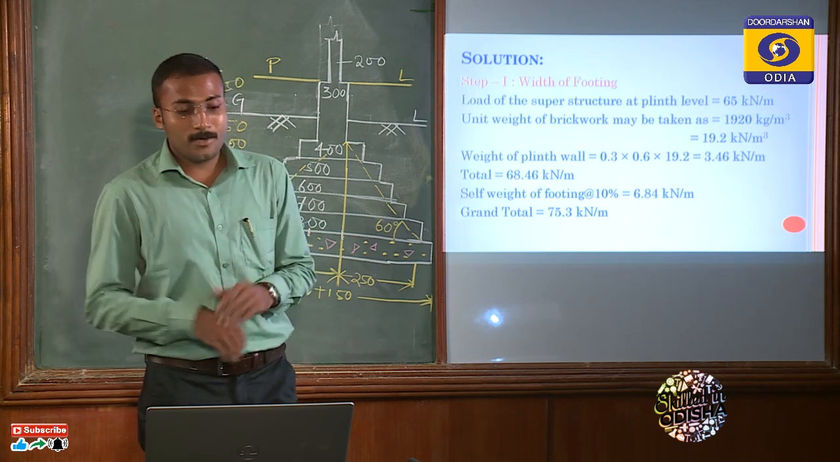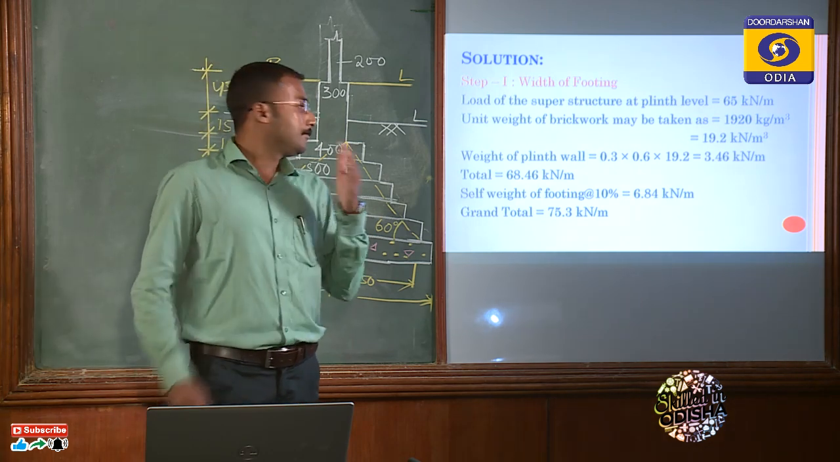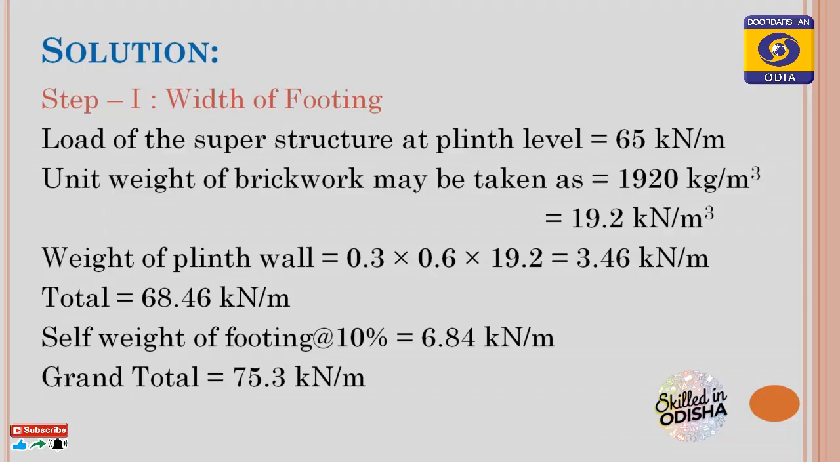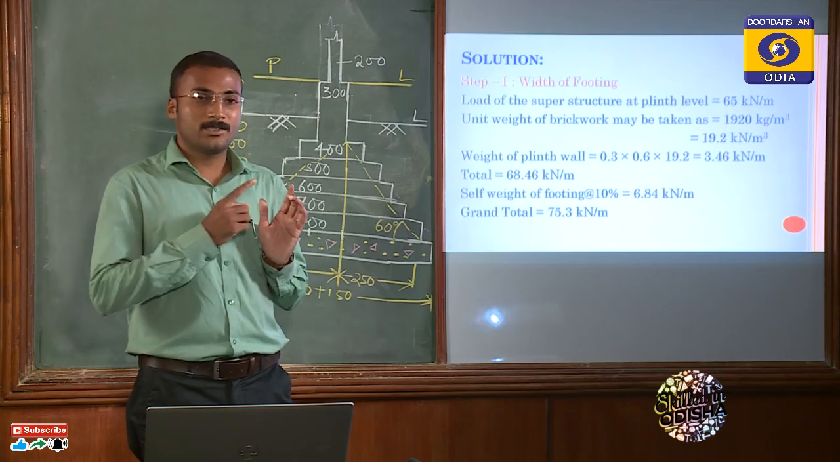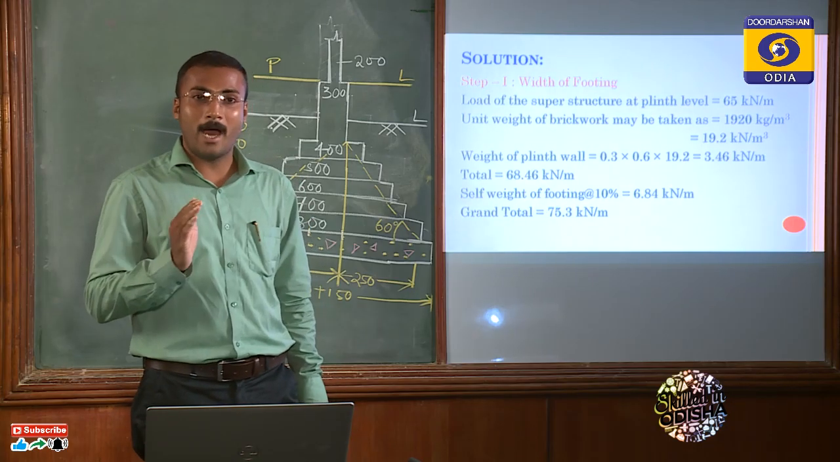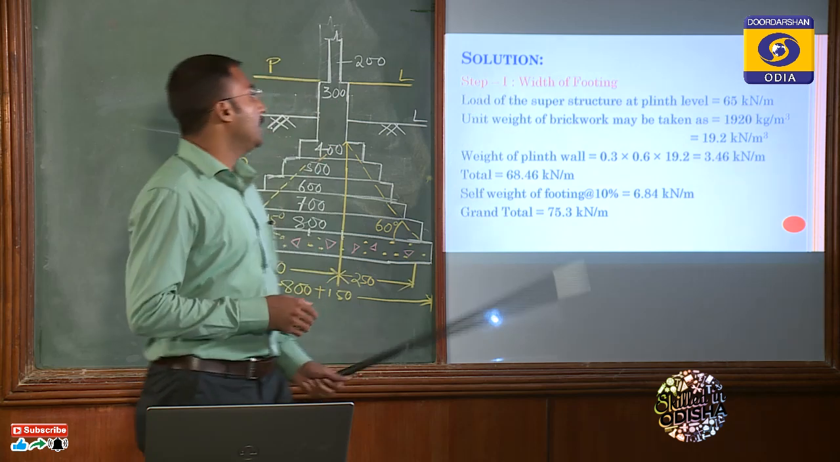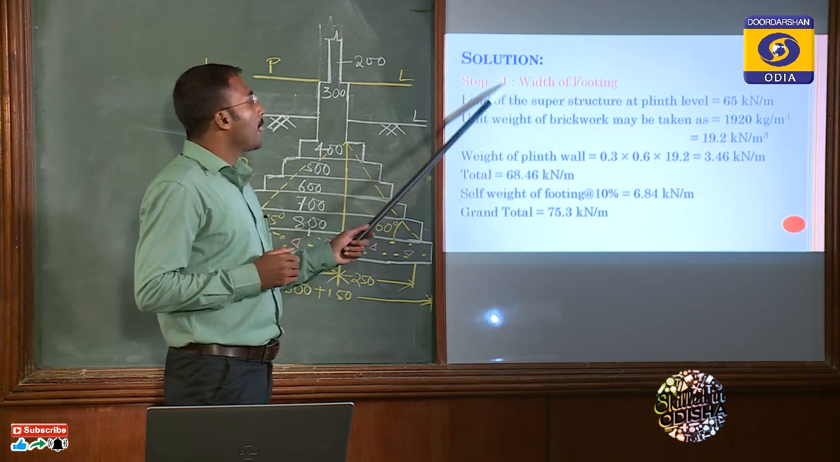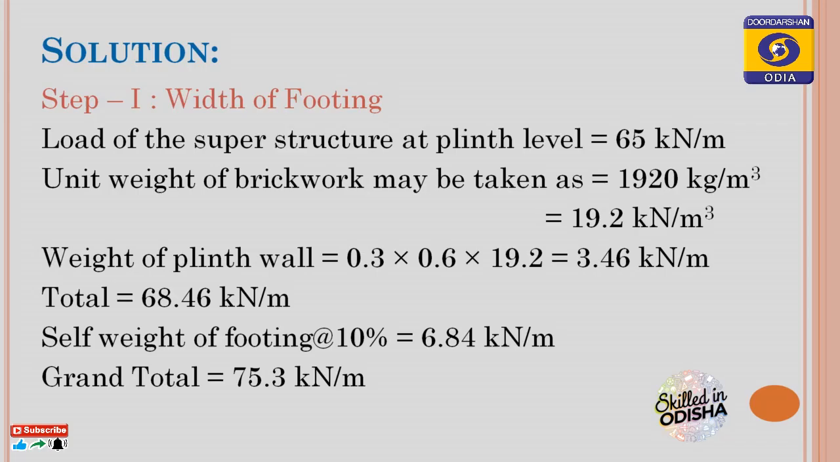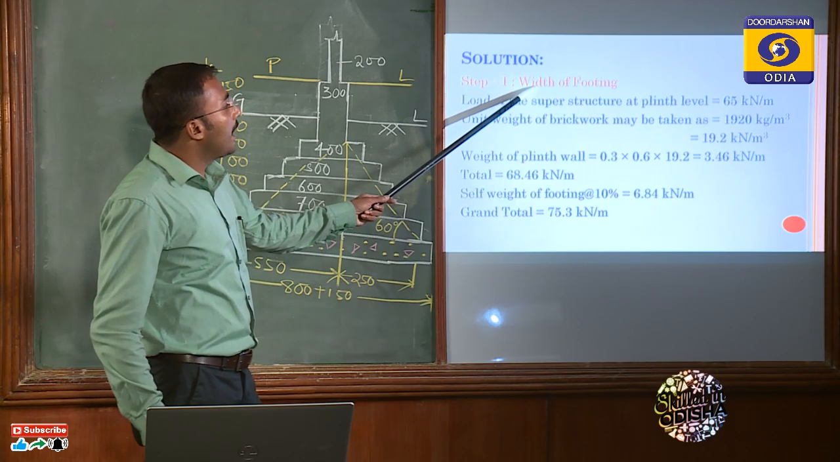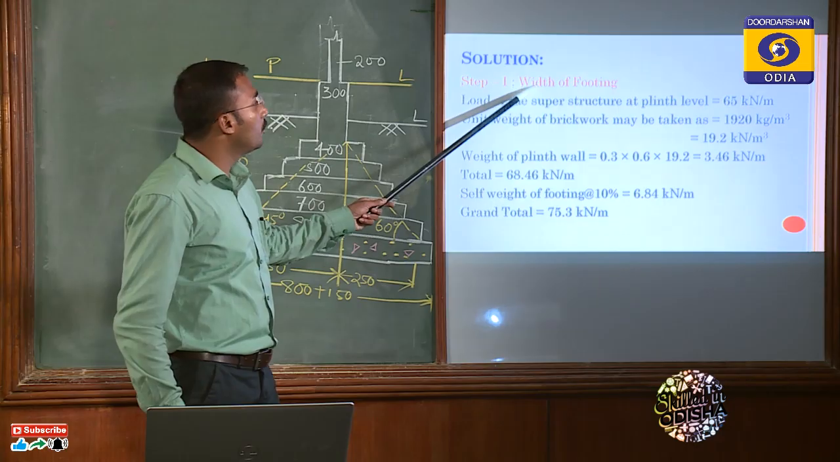So in the solution, what are the steps? In the first step, we have to calculate the width of the footing. This is a wall footing, that means whatever the length of the wall, in that length we have to provide footings. So we will design for 1 meter length, and whatever the length of the wall, that design will be repeated. First we have to calculate the width of the footing.